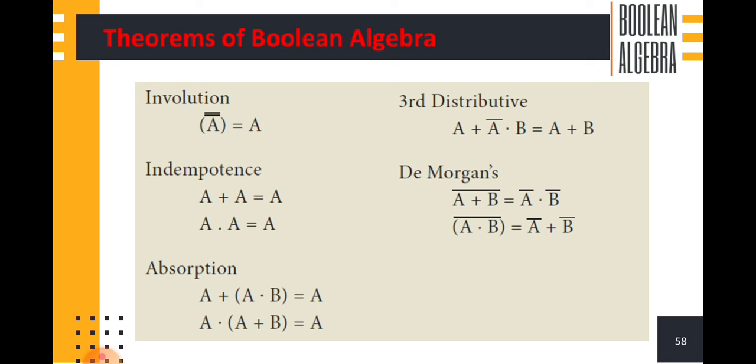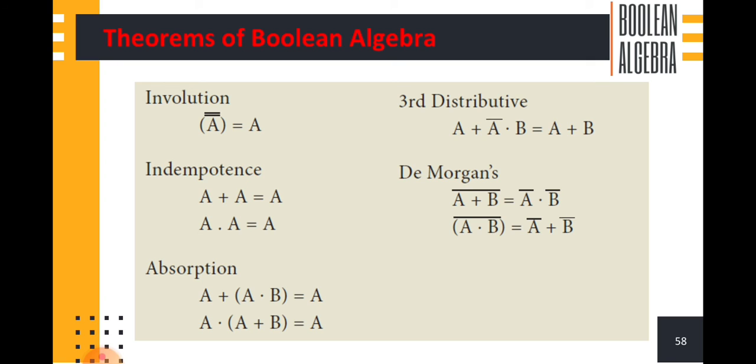Okay. Idempotence. The next law is A plus A is equal to A, and A dot A is equal to A. We just substitute the value. The value of A is 1. 1 plus 1 is equal to 1. A into A, that is, 1 into 1, also gives 1.